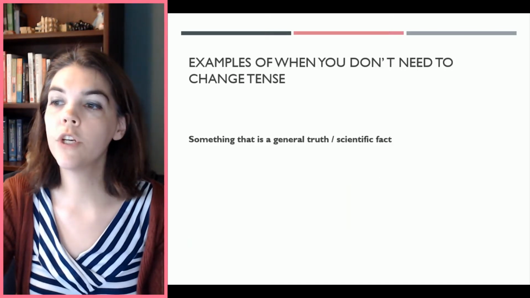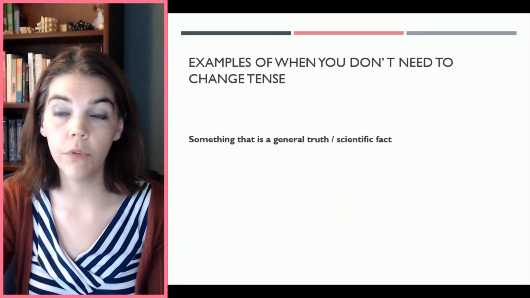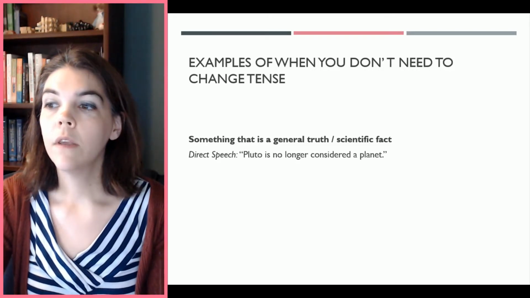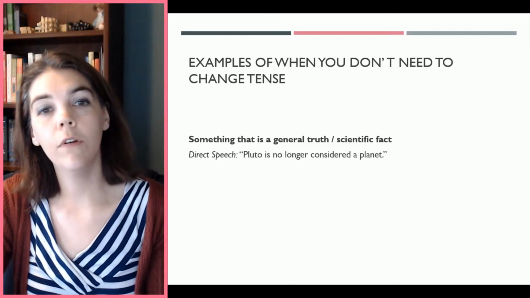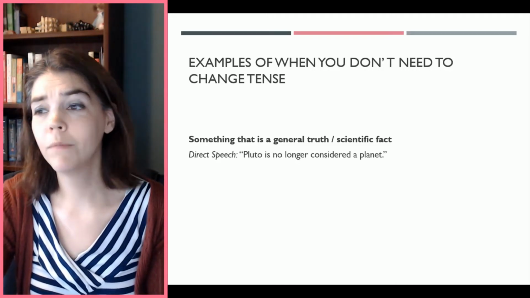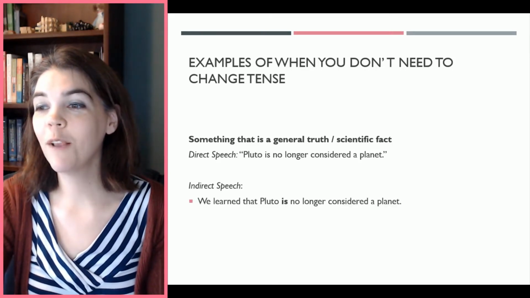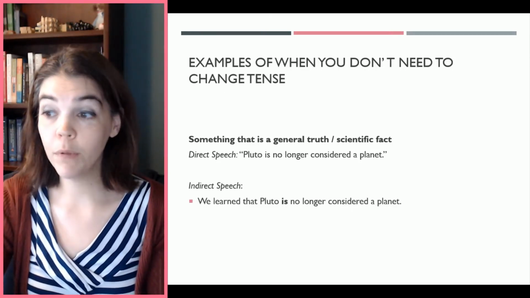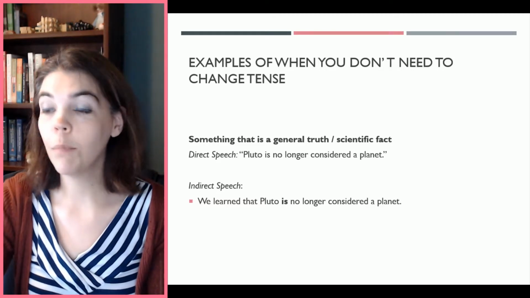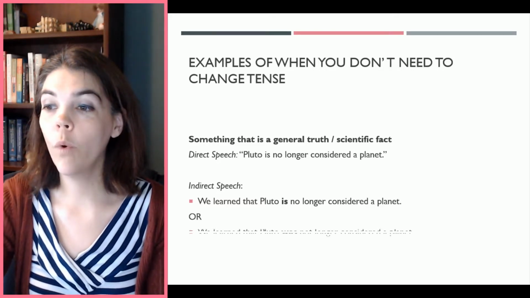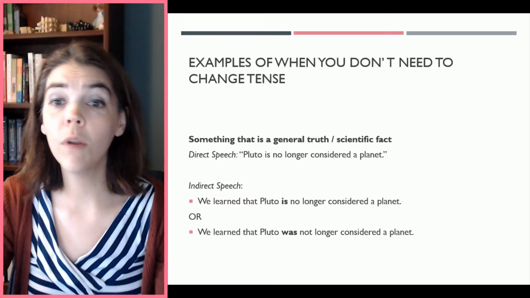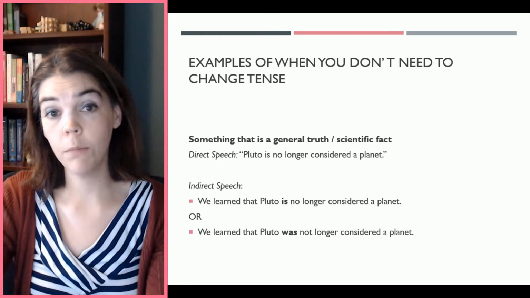Here's a situation with the general truth or scientific fact. Pluto is no longer considered a planet. Poor Pluto. The indirect speech: we learned that Pluto is no longer considered a planet. Or we learned that Pluto was no longer considered a planet. Both of those are fine.